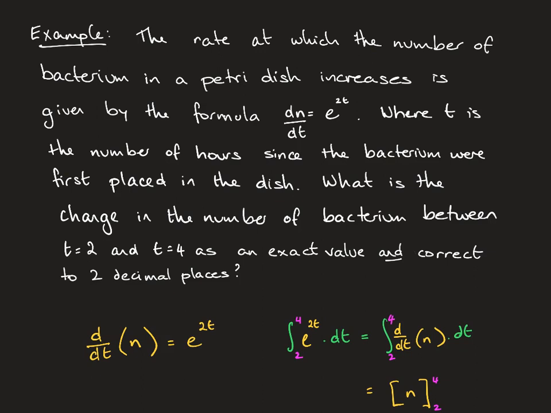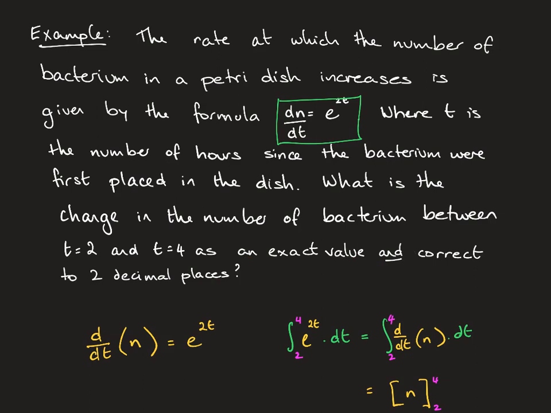So let's have a look at this in a little bit more detail. Let's do that using this example. The rate at which the number of bacterium in a Petri dish increases is given by the formula dn/dt equals e to the 2t, where t is the number of hours since the bacterium were first placed into the Petri dish, and n obviously is the number of bacteria. I forgot to write that. So we've got a derivative formula here. The question then goes on to say, what is the change in the number of bacterium between t equals 2 and t equals 4 as an exact value and correct to 2 decimal places?